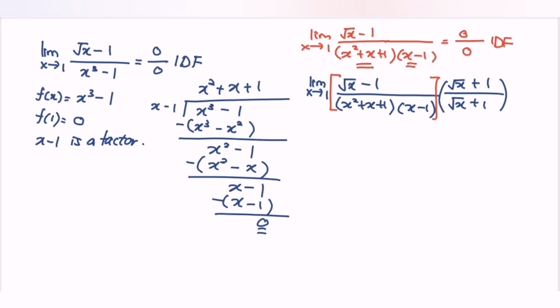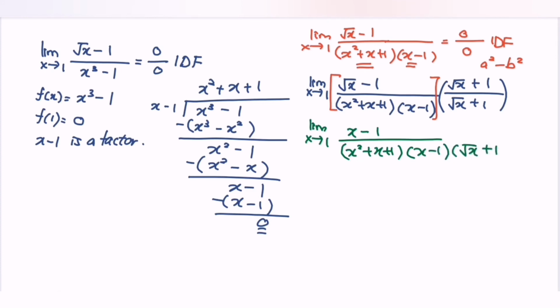As we can see, we can apply the formula a squared minus b squared, because we are dealing with the conjugate of the surd. So the limit as x approaches 1, we will have x minus 1 over x squared plus x plus 1, multiplied by x minus 1, multiplied by the square root of x plus 1. Notice that we have a common term, x minus 1. So we can simplify and then rewrite the situation.